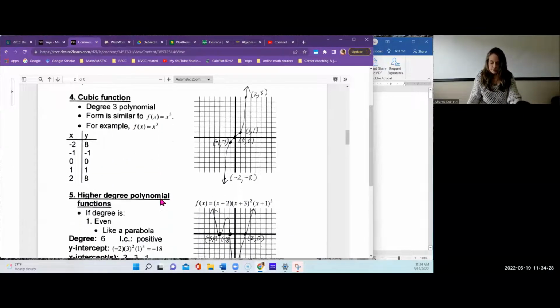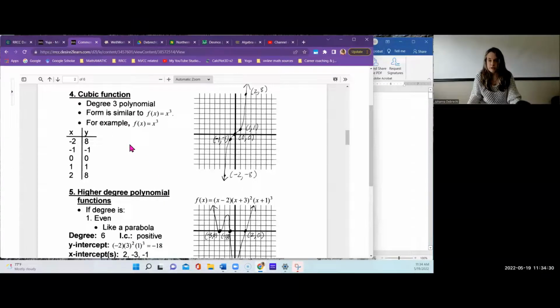The next toolkit function that we have is the cubic function. The basic cubic function is x cubed. It goes through the origin at 0, 0. Because 1 cubed is 1, we also have the point 1, 1. But -1 cubed is not 1, it's -1. So we also have the point -1, -1. When we cube 2, we get 8, which is up here. And when we cube -2, we get -8, which is down here.